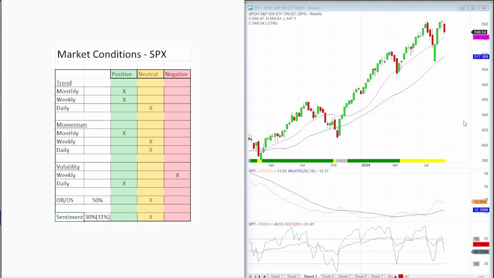Now I'm going to go through the trend and momentum and the volatility. The volatility is still negative on the longer term weekly. On the daily, it is positive. It has switched to positive. And on the trend and momentum, for trend on the monthly and the weekly, we're positive, and on the daily, we're neutral. For momentum, I currently have positive momentum only on the monthly. I'm going to show you why I have the weekly and daily at neutral at this point.